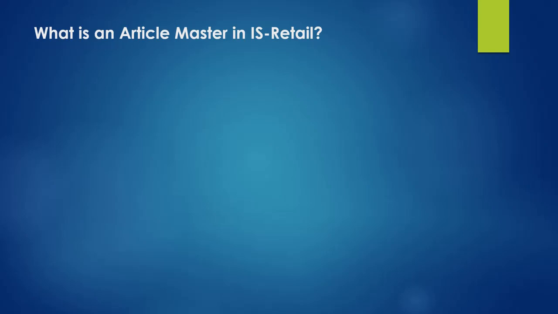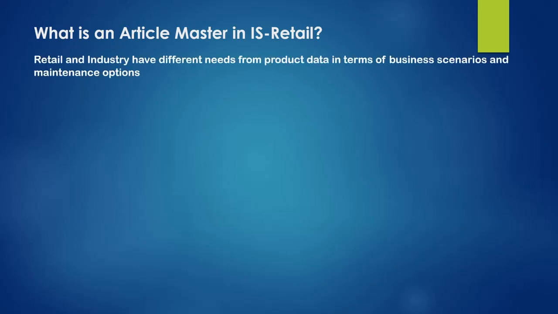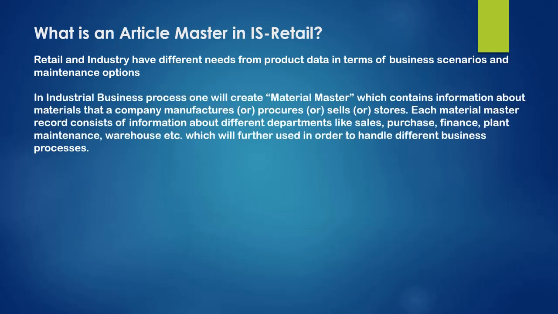In this video, we are going to see what is article master in IS-Retail. Just like every industry, retail also has different needs from product data in terms of business scenarios and maintenance options. In general industrial business processes, one will create a material master, which contains information about materials that a company manufactures or procures or sells or stores.